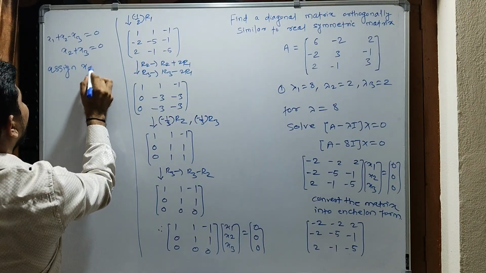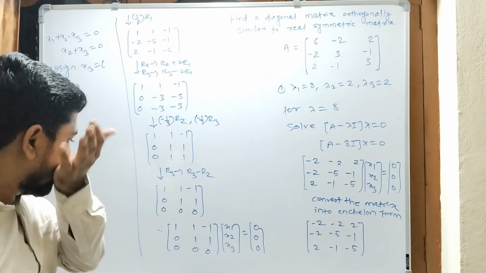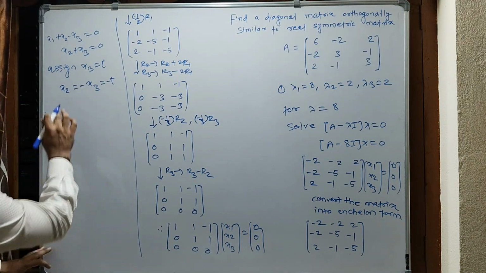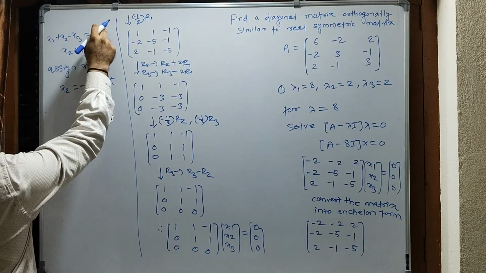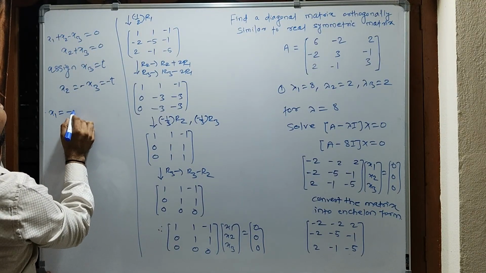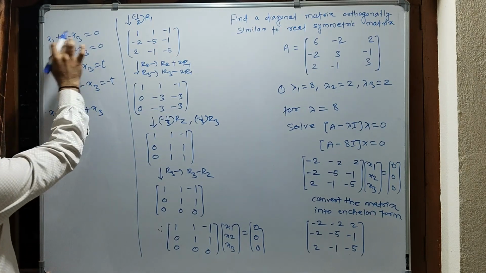Here I assign x3 as t. Why? Corresponding to x3 I don't have a pivot in my third column. Therefore put the value of x3 equal to t and x2 equal to minus t. So x1, I will write first. This is equal to minus x2 plus x3.